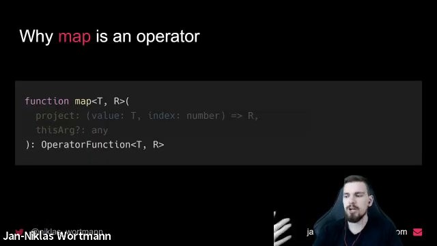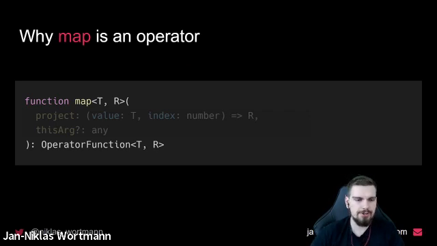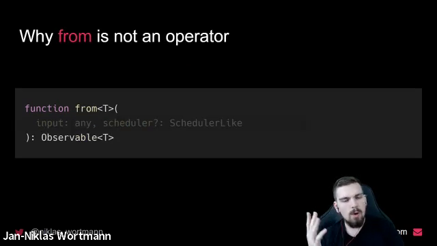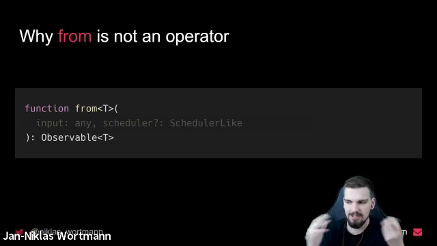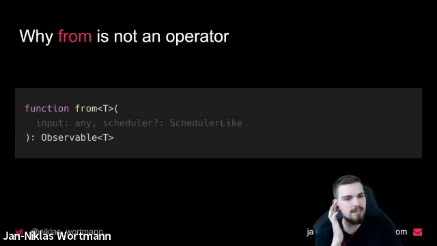Map, for example, is a very good example for a common operator. It's taking an observable, applies a projection function to it, and it returns a new observable. This is how map works. Why from, for example, is not an operator, because it's not really composable. You can't apply it to an already existing observable. This is a static creation function. This is a term you might find sometimes in the docs. Sometimes it's also labeled as creation operator and something like that. It's not really consistent in the docs. It's kind of my bad. But therefore from cannot really be considered an operator.